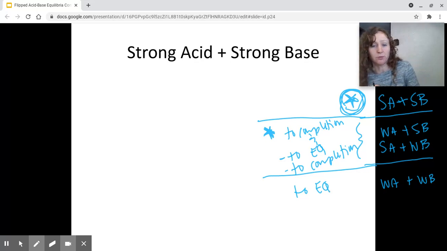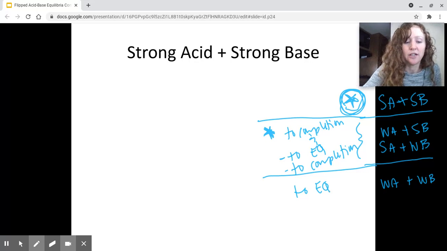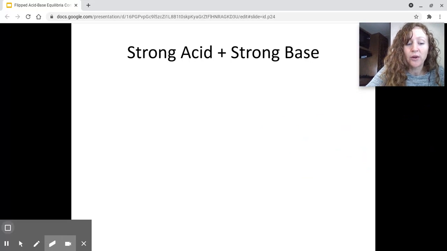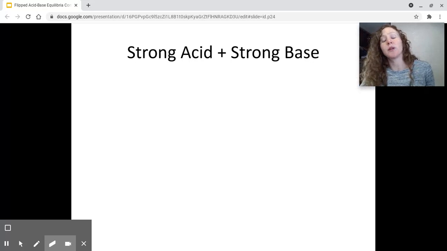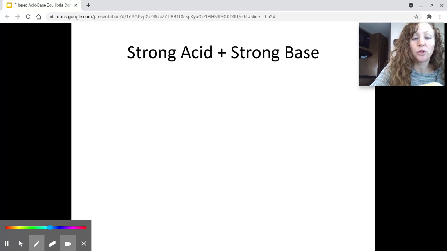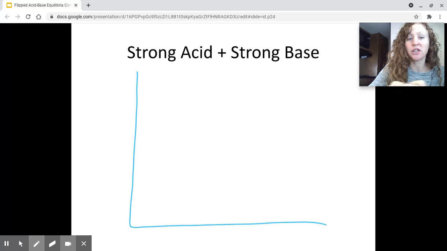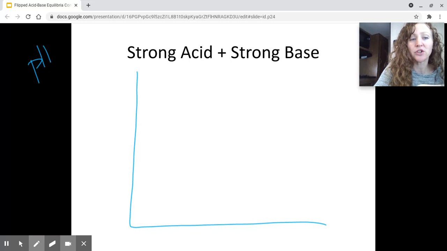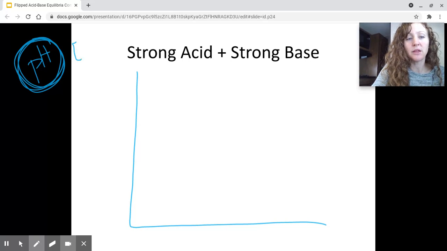Okay, so in this first scenario, we are going to mix strong stuff with other strong stuff. Now, as you look at titration, the thing we care about in titration is pH, right? pH may be the concentration of what's there.